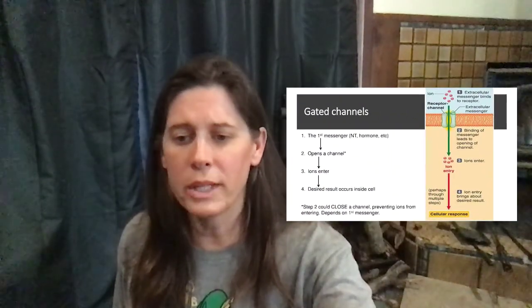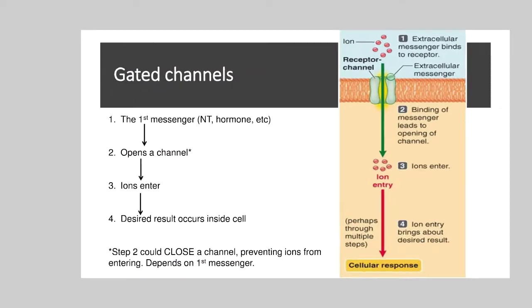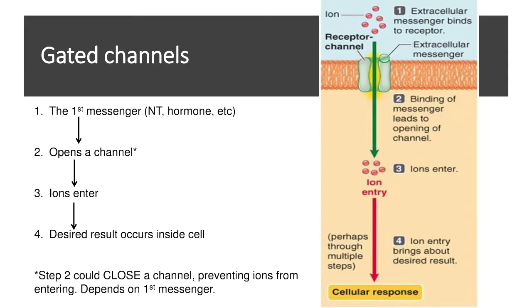Okay, so this one, let's take a close-up view of this. This one you've seen already. This is the one where the first messenger binds to the receptor and opens the gated channel. So we went over this really well with neurotransmitters.